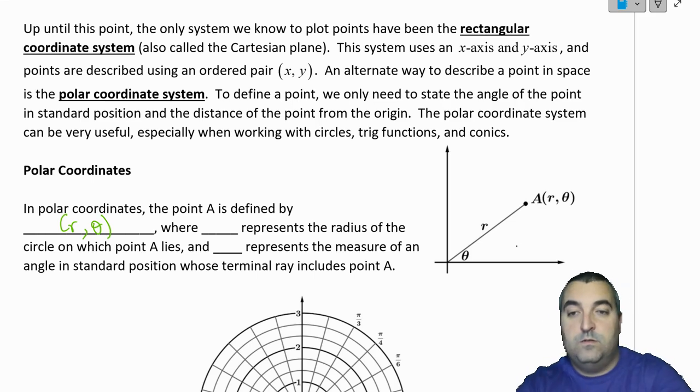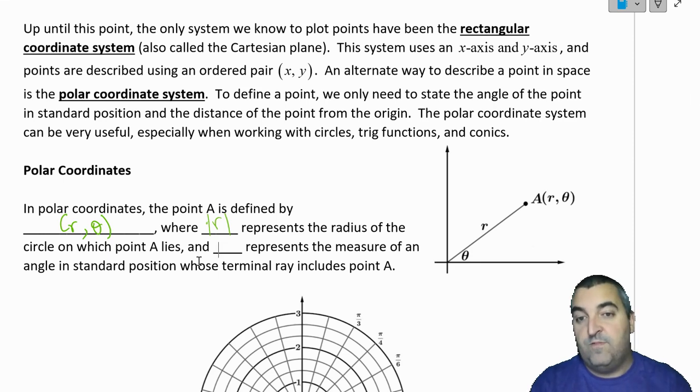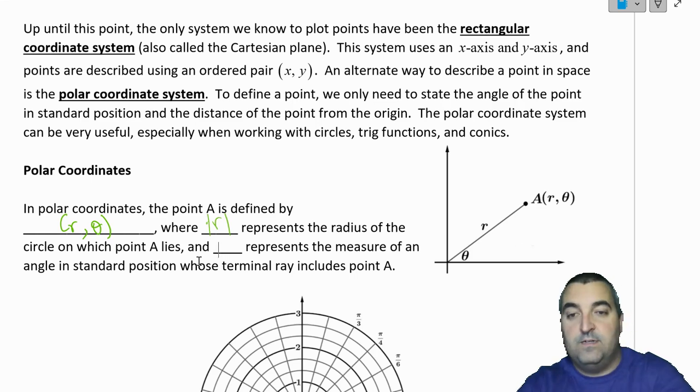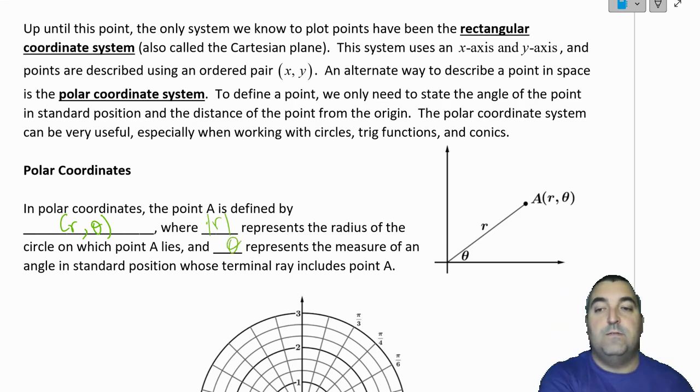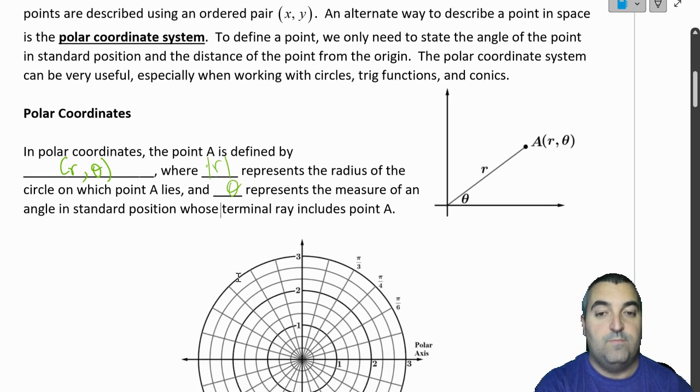where the absolute value of r represents the radius of the circle in which this point would lie. So if the radius was 3, it's 3 units away from the origin. And theta represents the measure of an angle in standard position whose terminal ray includes point A.